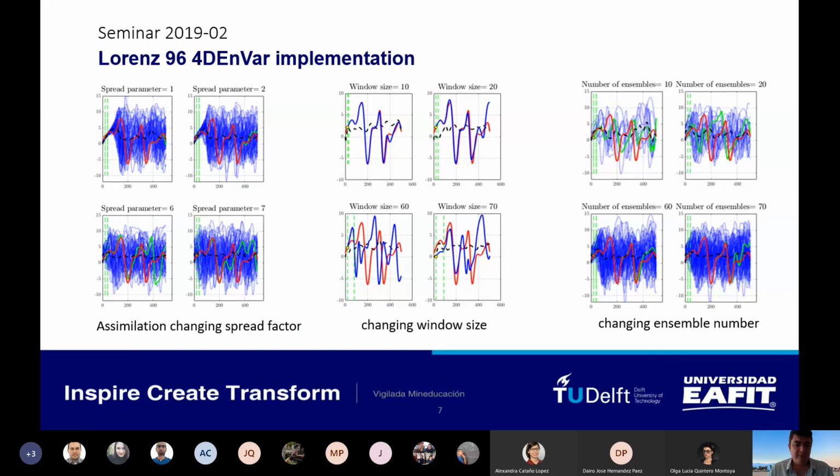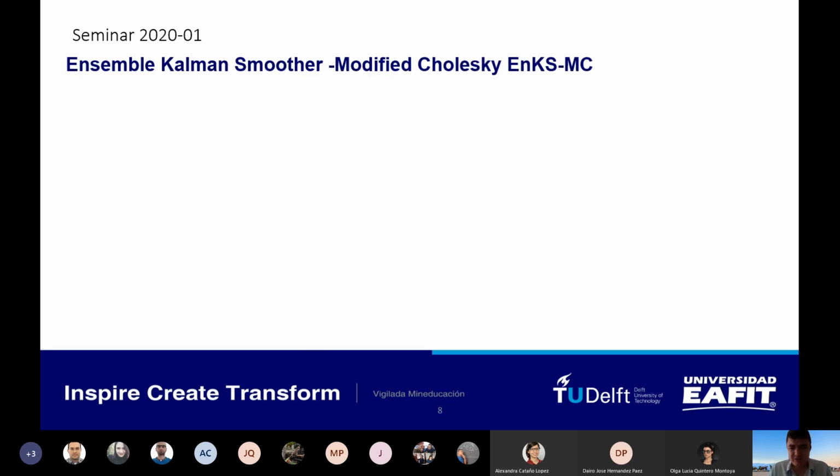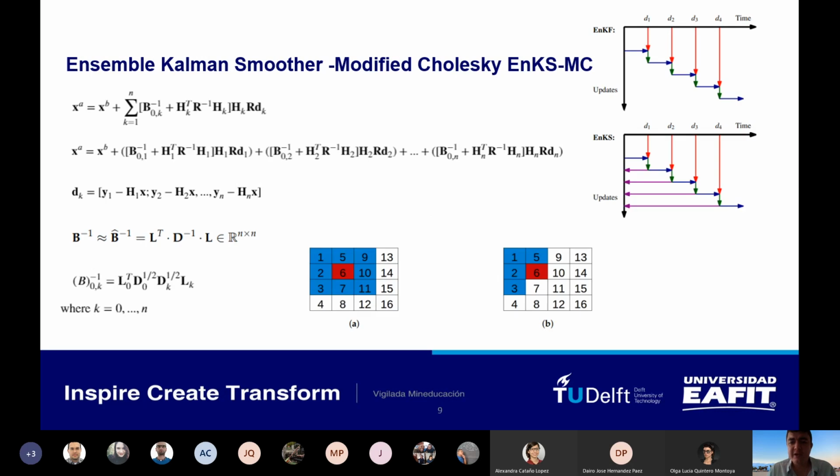Remember that I made different assumptions, changing the spread factor, changing the window size of the simulation, and changing the ensemble number. From this point, I started looking for the new implementation in a highly dimensional model, and that's what I'm going to show today. Just to remember, I'm working from another perspective of data simulation.